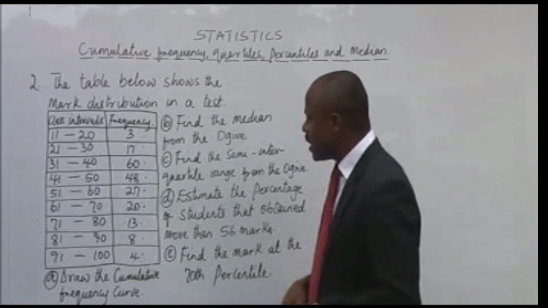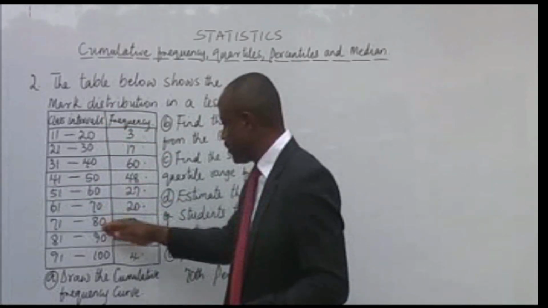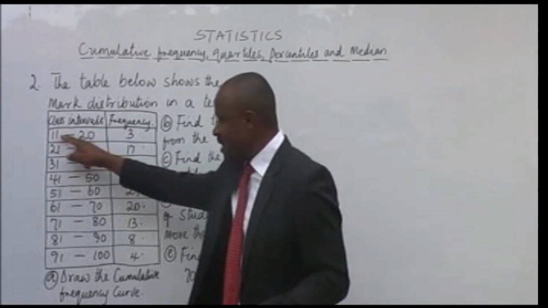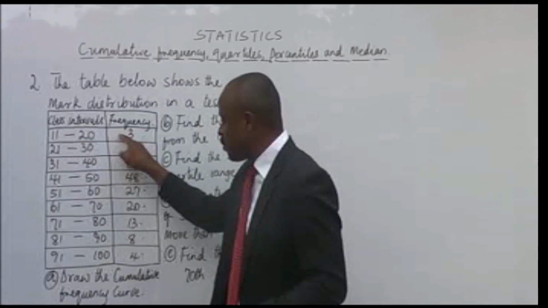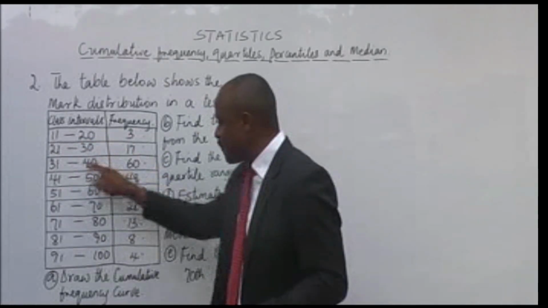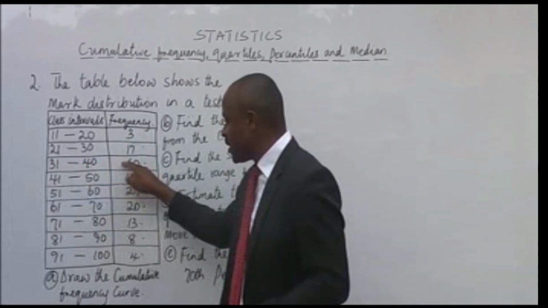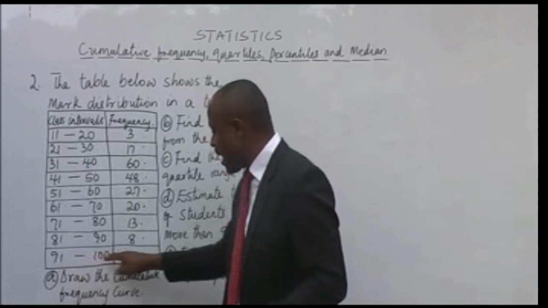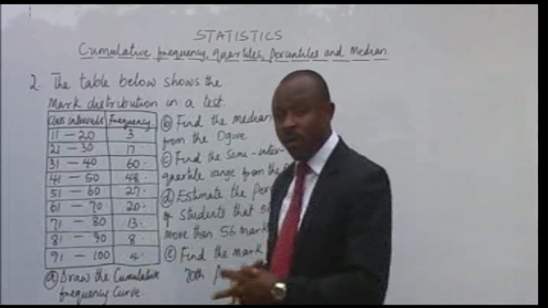Alright. So this is the table. These are the class intervals, these are the frequencies. The class interval of 11 to 20 has a frequency of 3. 21 to 30 has a frequency of 17. 31 to 40 has a frequency of 60. It went down until 91 to 100, which has a frequency of 4.